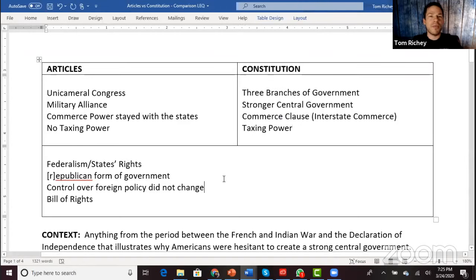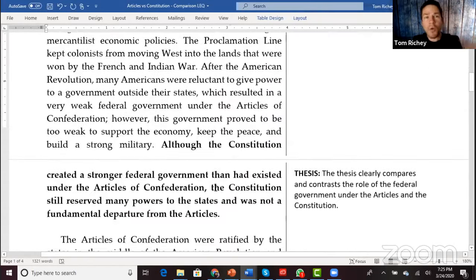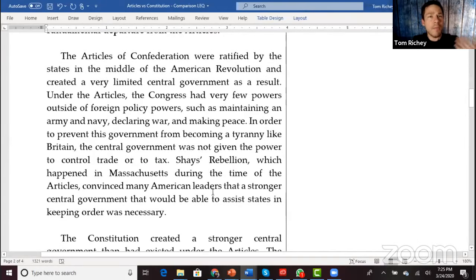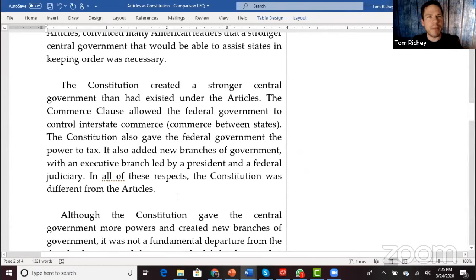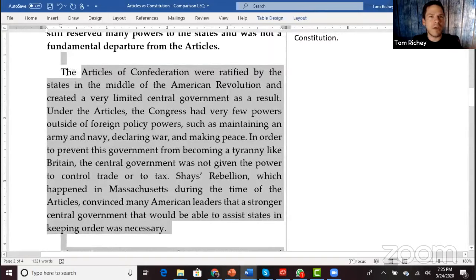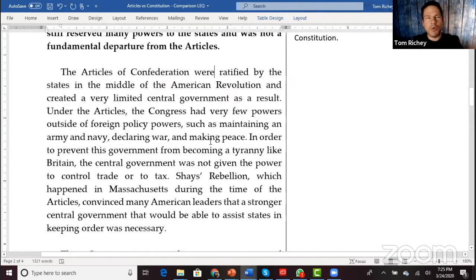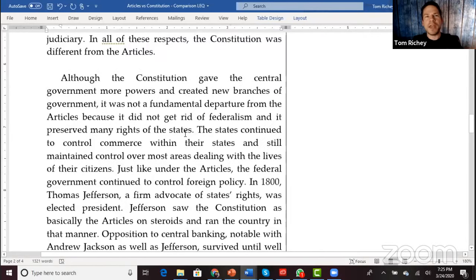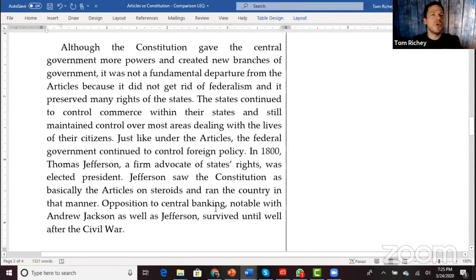Okay, so with that, that's how I recommended to get the complex understanding point. Basically, what made this essay complex understanding is that I didn't stop after this paragraph. This paragraph I could have made a good 3 or 4, maybe 5, because I showed some differences between the Articles and the Constitution. But then here, I'm making a more nuanced argument.